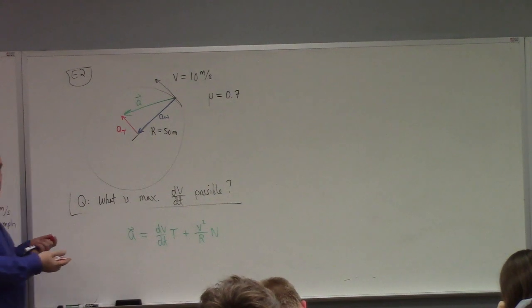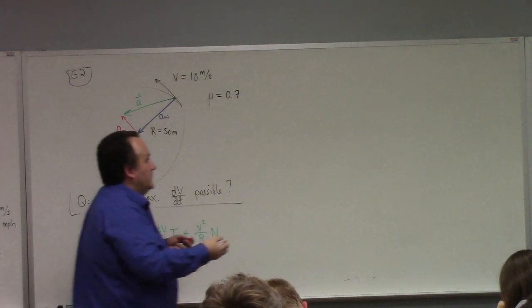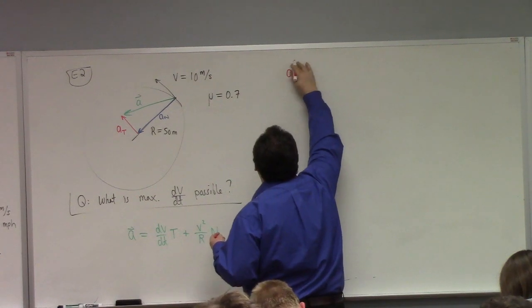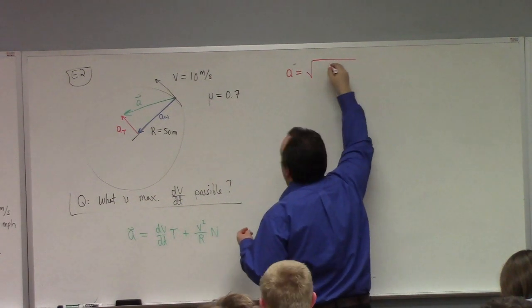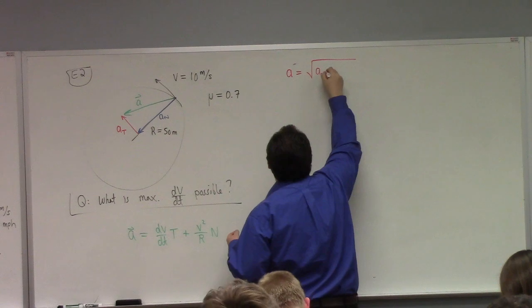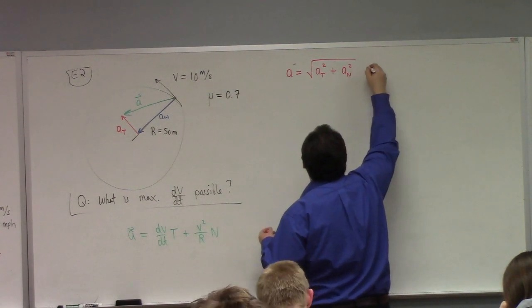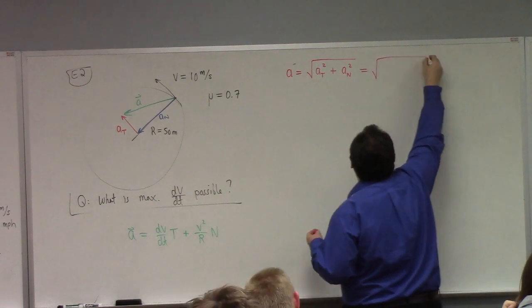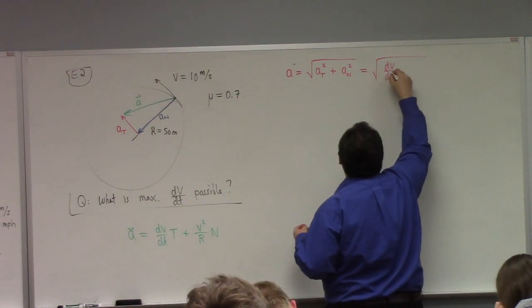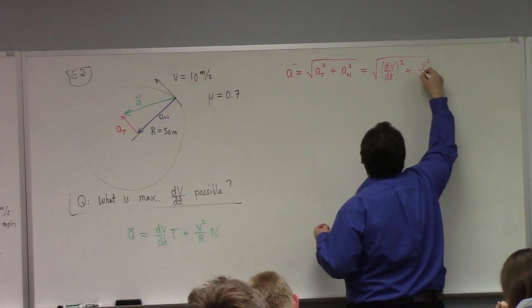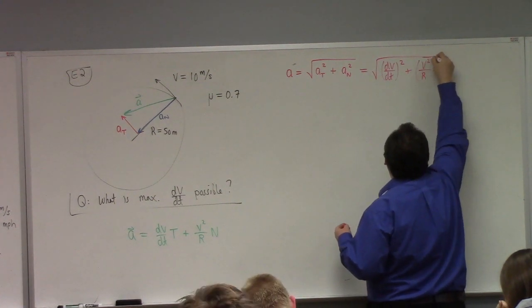Now these are perpendicular, right? So the deal here is that a is equal to the square root of your tangential acceleration squared plus your normal acceleration squared. Specifically, that is the square root of (dv dt) squared plus (v squared over r) quantity squared.